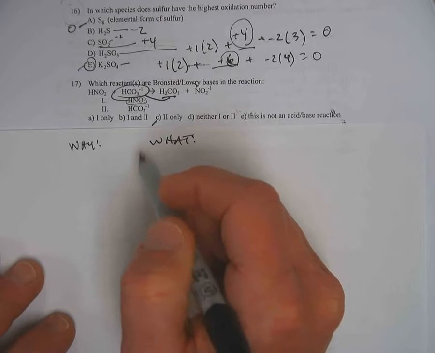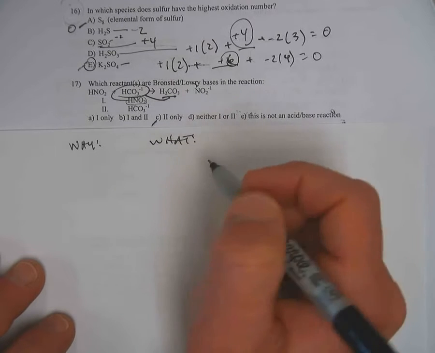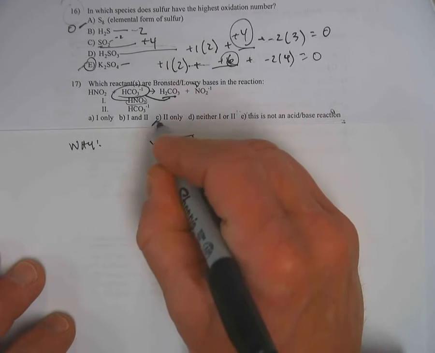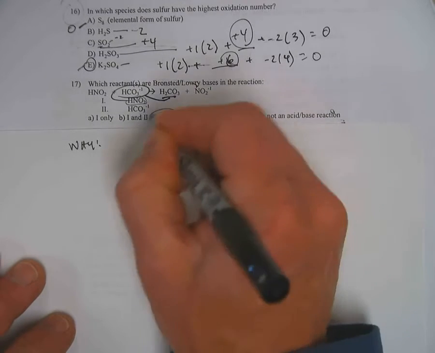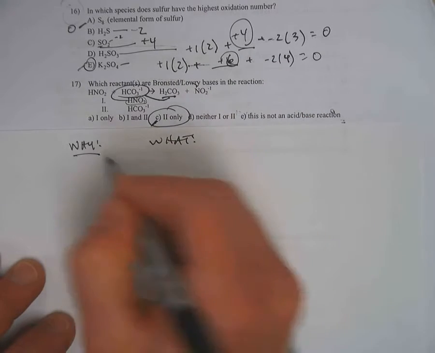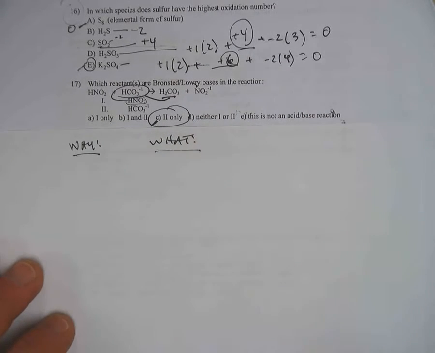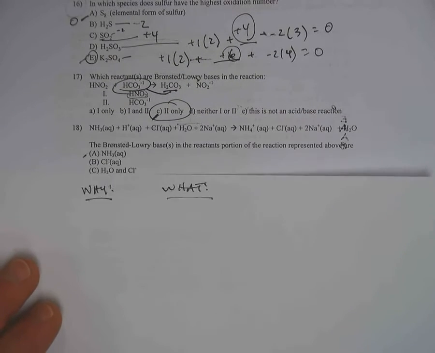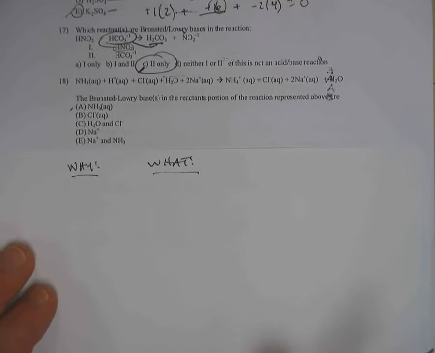So the only one that can be a base in this case is HCO3, which is number 2, and that's letter C, as in cowboy. Right? Why you got it wrong and what you need to know in the future to make sure you don't want to get one wrong like that again.